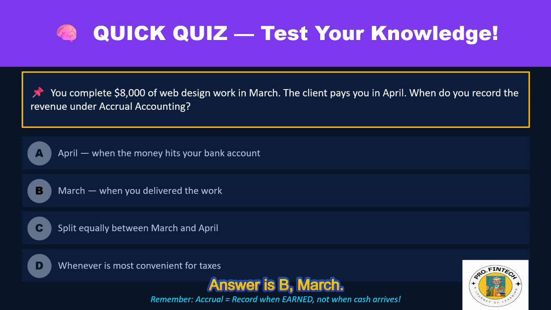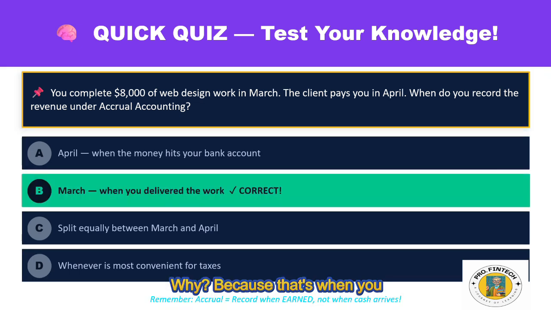Answer is B, March. Why? Because that's when you earn it. The work was done in March, the value was delivered in March, the revenue belongs in March, full stop. It doesn't matter that the client is slow to pay. Under accrual, the economic event, not the cash event, is what drives the recording.